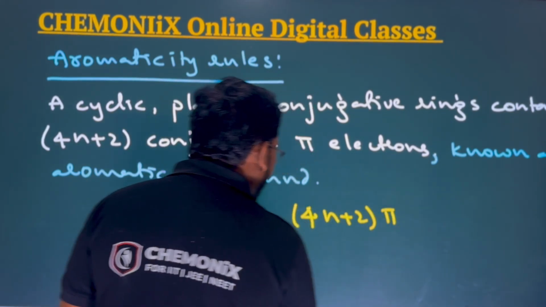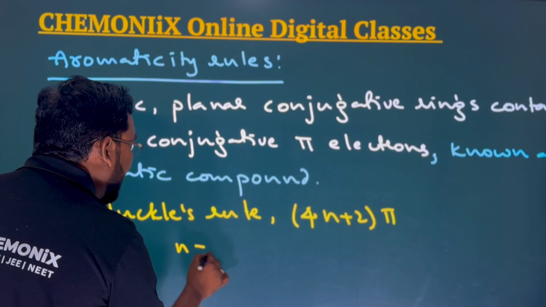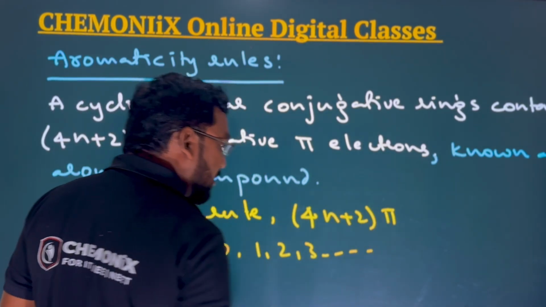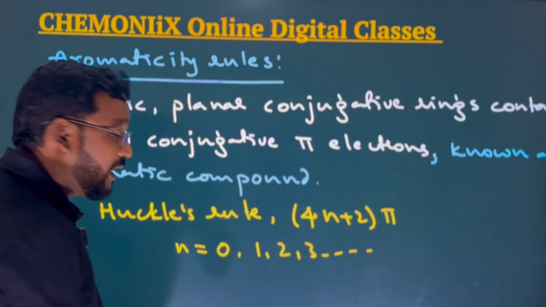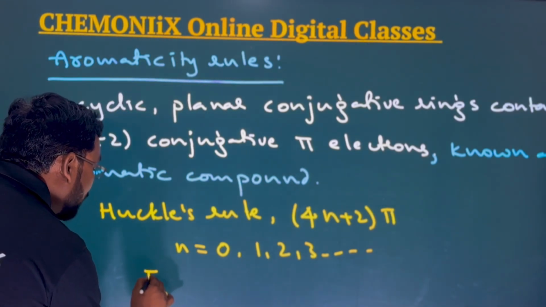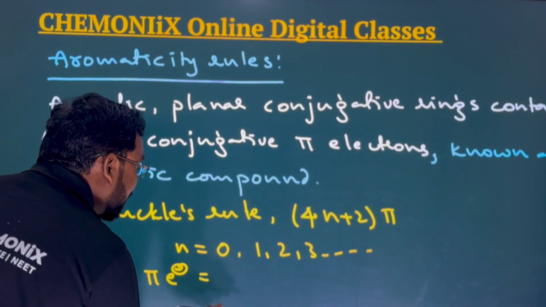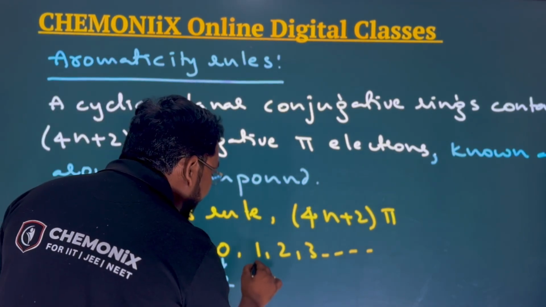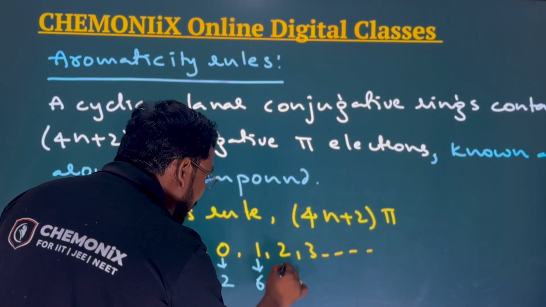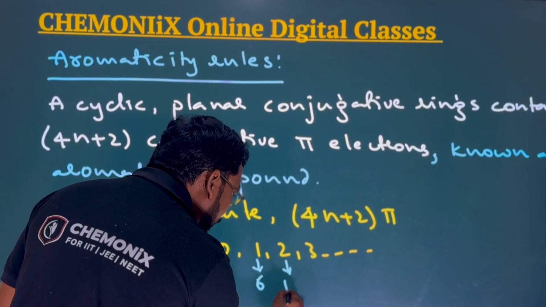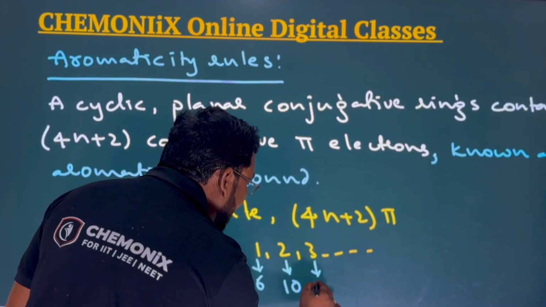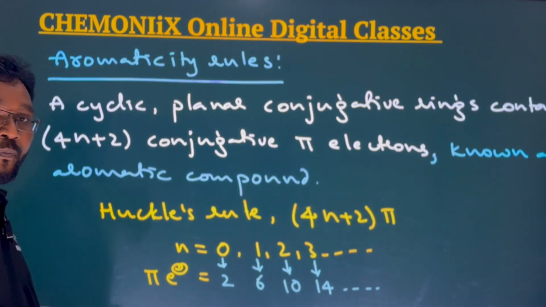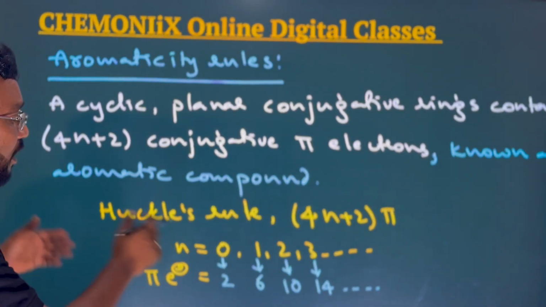So, what is n here? n may be 0, 1, 2, 3, and you can keep on writing like this. If n is equal to 0, how many conjugated pi electrons will there be? It will have 2 conjugated pi electrons. If n is equal to 1, it will have 6, if n is equal to 2, it will have 10 conjugated pi electrons, and if n is equal to 3, it will have 14 conjugated pi electrons, like that. Understood? So, this is Hückel's rule.